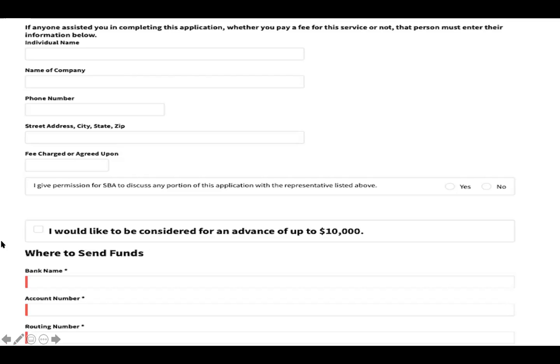And then one thing that is very important: in the middle, there's a checkbox that says I would like to be considered for an advance of up to $10,000. You want to make sure you check that box, because checking this box doesn't obligate you to the SBA disaster loan. When this portal comes up, I told you there's a slider from 0 to whatever amount they are going to give you. You just put in 0, and you'll still be eligible for that advance.